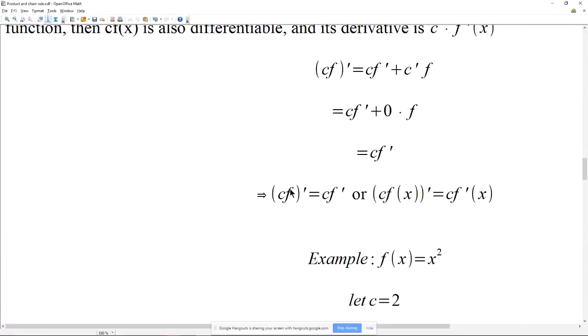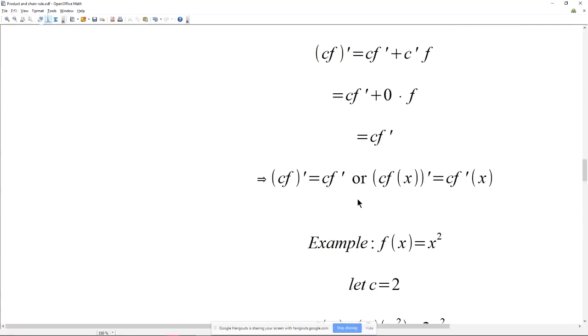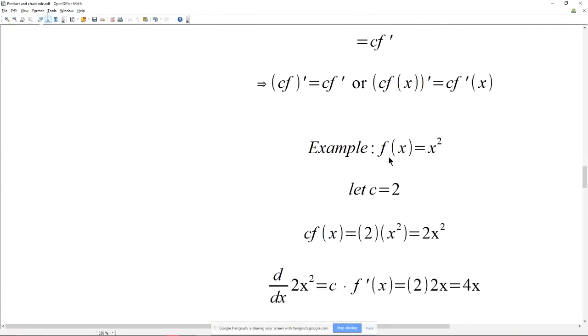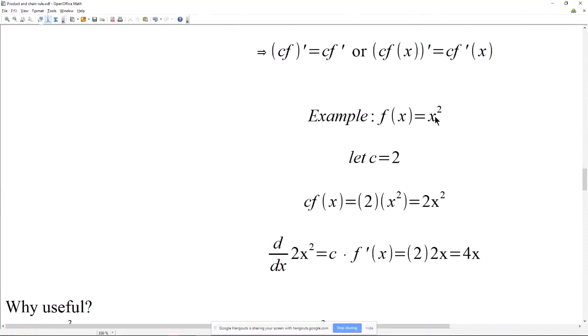Exactly. All this is saying is that I'm left with a constant c times the derivative of f. So let's actually go through it and see if it works. Here's my example, f(x) = x squared. I use x squared a lot because it's a very simple function. If it works for a simple function, you can see how it's used for other functions.